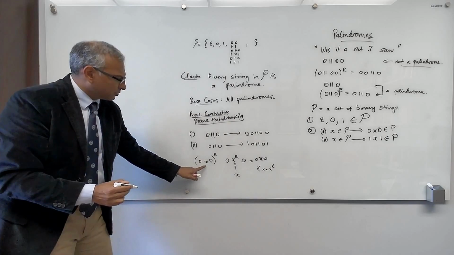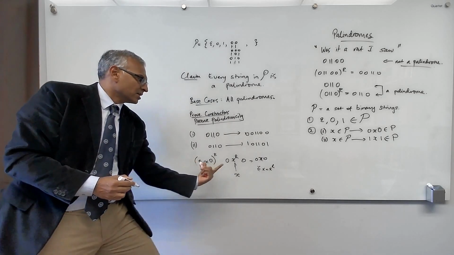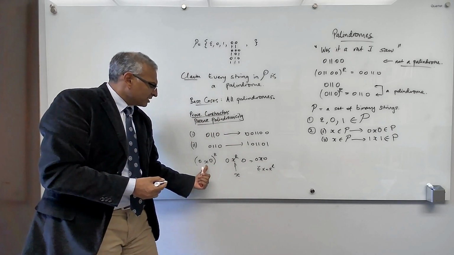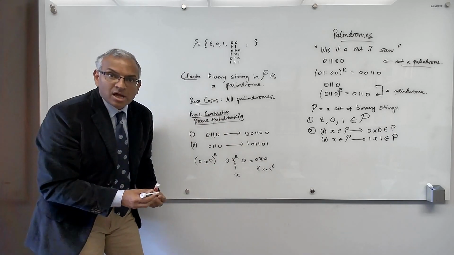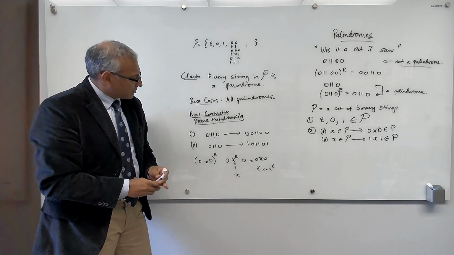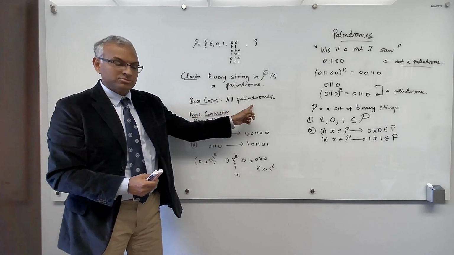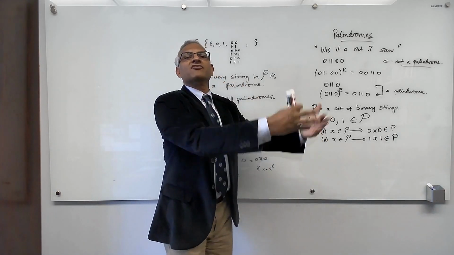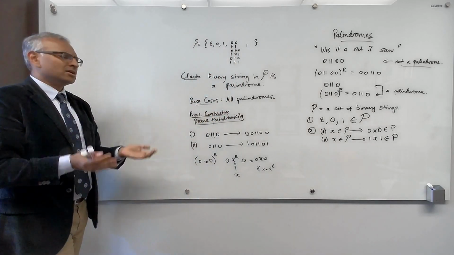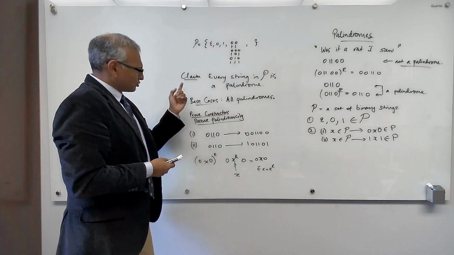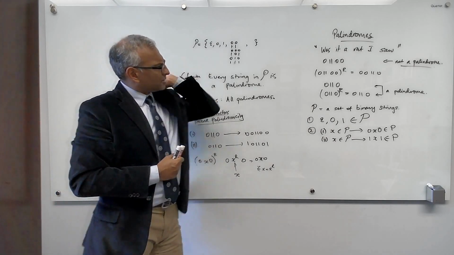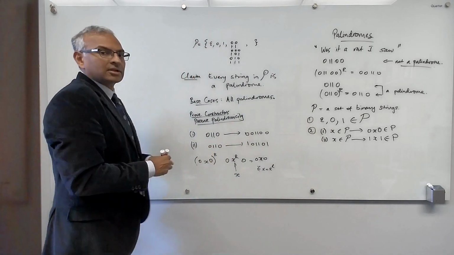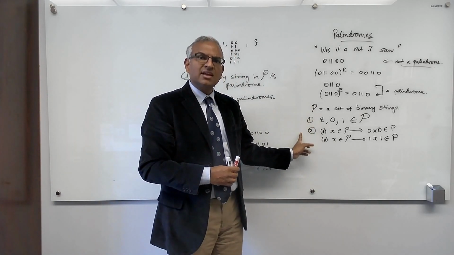That means that if you started with a palindrome and added 0 to both sides, you end up with a palindrome. You can make the same argument for if you started with a palindrome and added 1 to both sides. What am I arguing? I'm arguing that the base cases are palindromes and the constructor rules, 2 of them now, preserve palindromicity. That's what you need to claim by induction, more specifically by structural induction, that this set that we constructed, everything in this set is a palindrome.